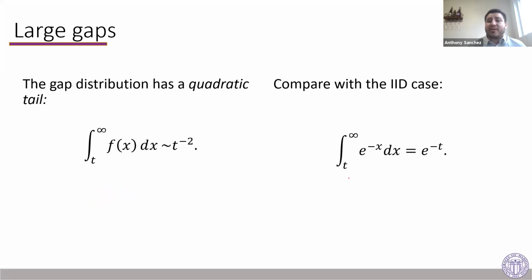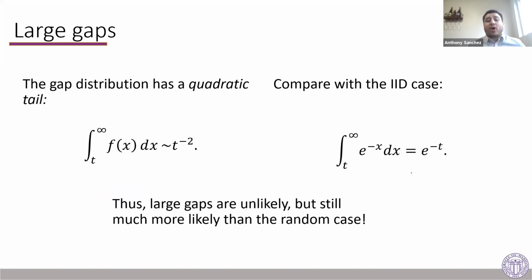But when we again compare this with the IID case that has exponentially small gaps, we're able to see that large gaps are unlikely in this case, but it's still much more likely than the truly random case, right? So we have a very big tail in this context.